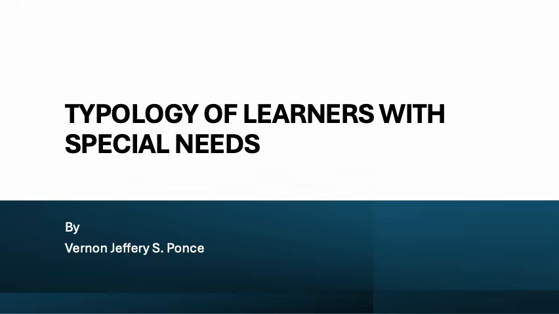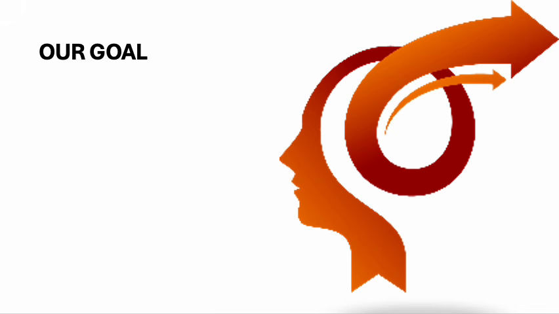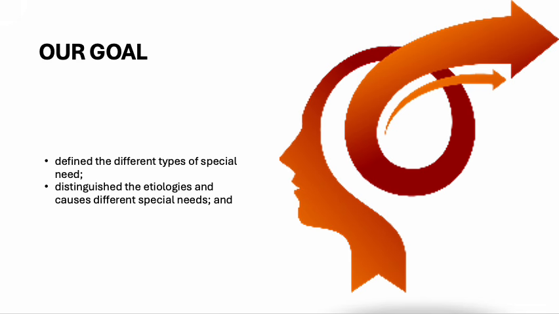Let's dive in and discover how we can support every learner to reach their full potential. Now, before we jump into the full discussion, let me share our objectives for this session. First, we will define the different types of special needs. Second, we will look at the etiologies and causes behind these special needs. And third, we'll explore the learning characteristics that help us understand how these learners grow and learn best. Alright, let's keep going.